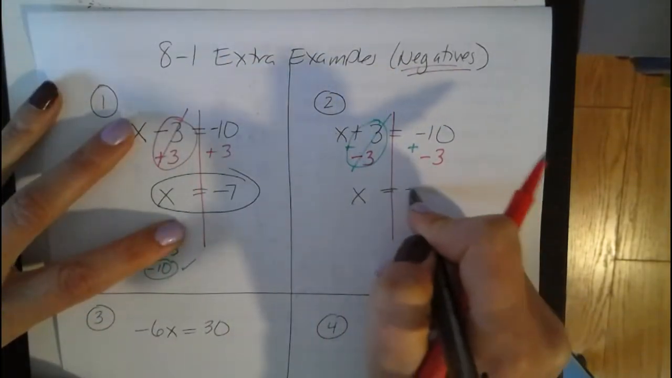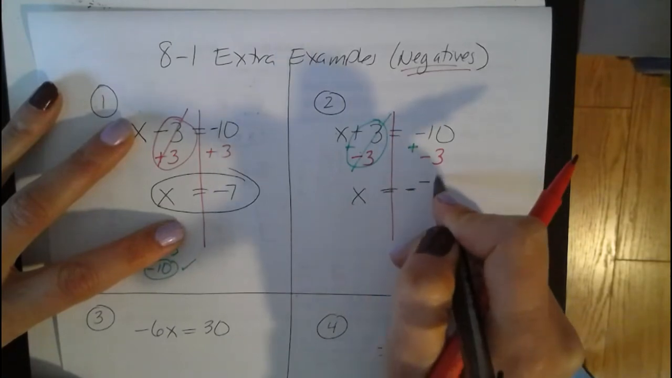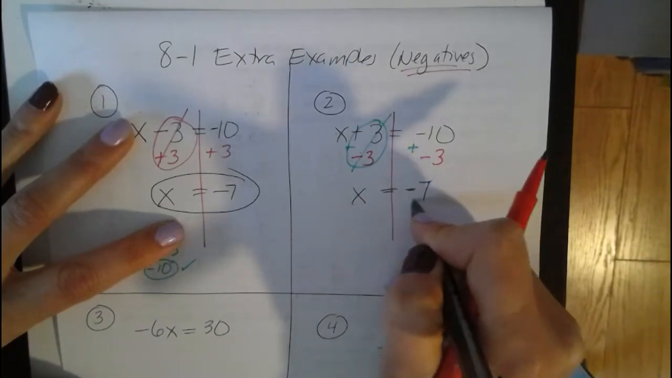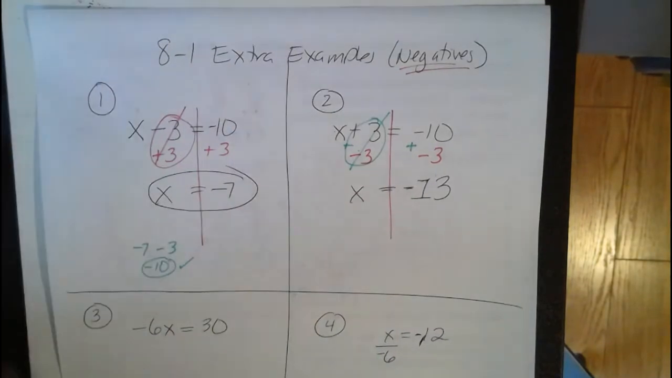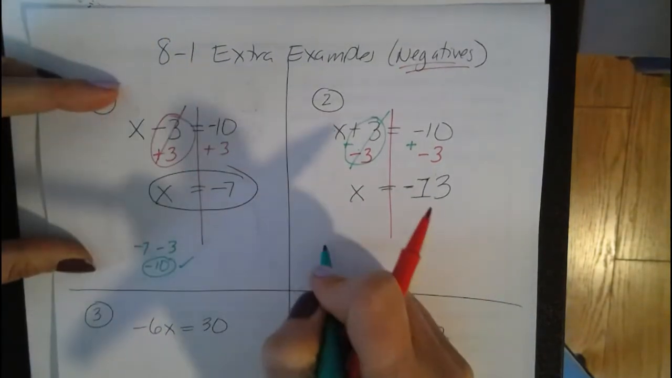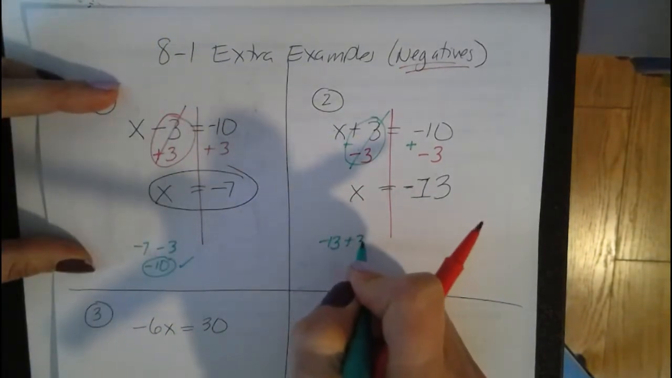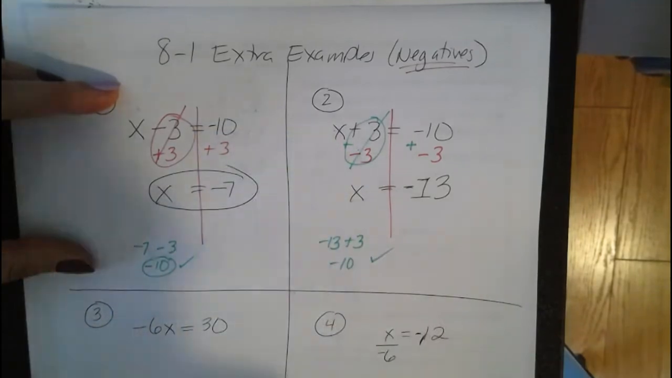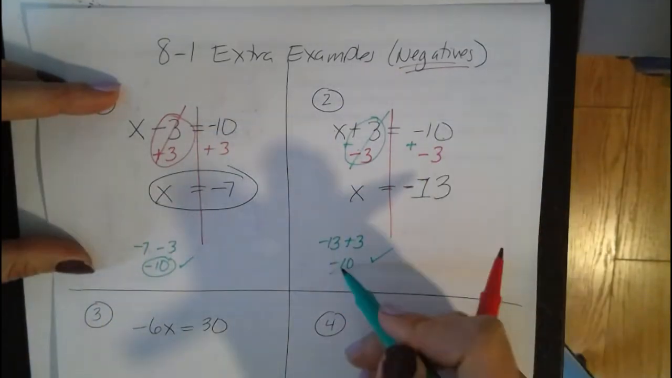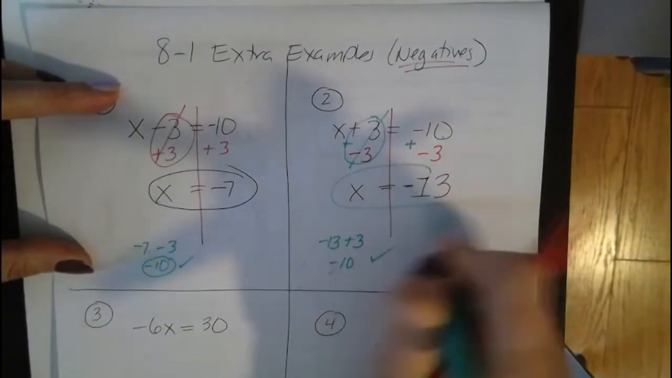And this would give us -13. Okay, when you plug it in to see if it works, it will. -13 plus 3 gives us -10, which checks out. That's what we're looking for. This is my answer. That's my check.